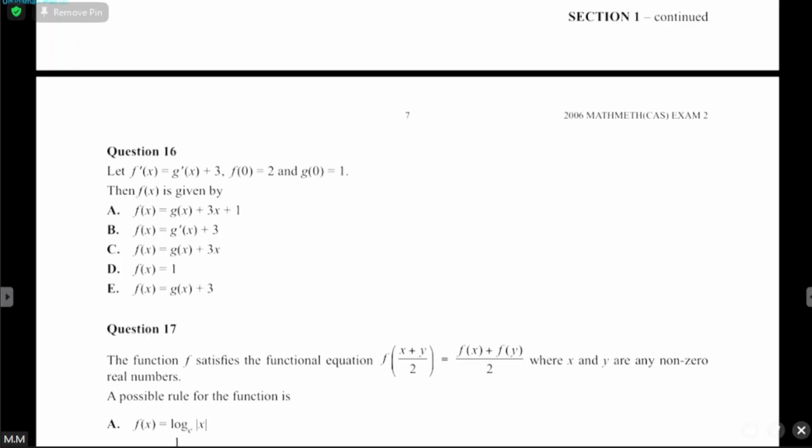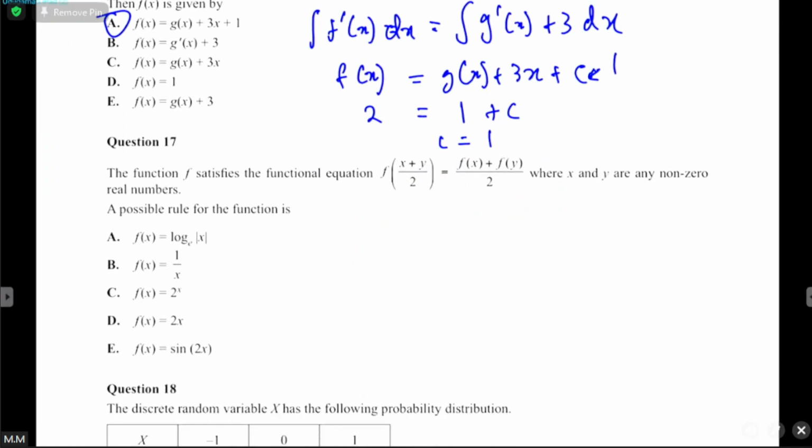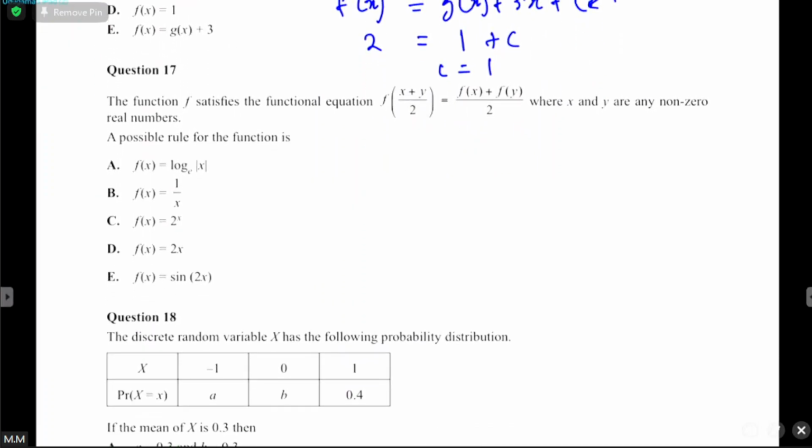Question 16, you want to integrate both sides to get f of x. So the integral of f dash of x dx is equal to the integral of g dash plus 3 dx. So then you get f of x is equal to g of x plus 3x plus c, and you're given that f of 0 is 2 and g of 0 is 1. x is 0 here, so it's just c, so you get c is equal to 1, so then you get A. Literally just test these out and you'll get D.